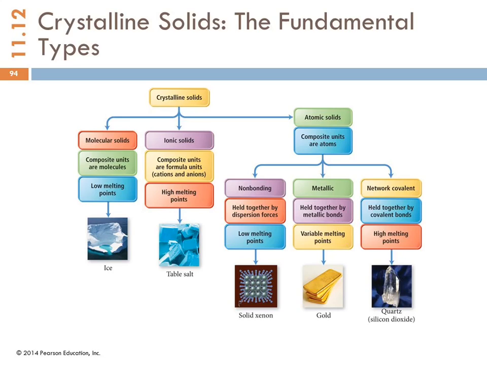I think diamonds are a much easier network solid to understand. A diamond is pure carbon. Carbon atoms, but they're covalently bonded to each other in this big lattice structure. Covalent bonds are strong, and so network solids have high melting points.